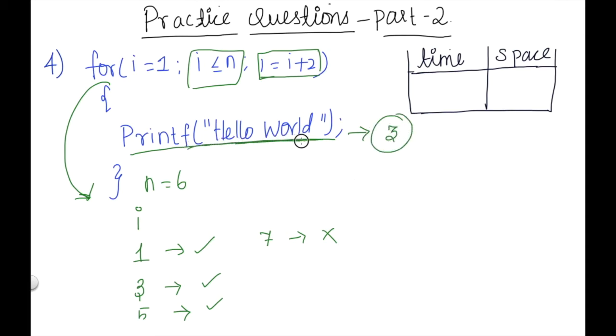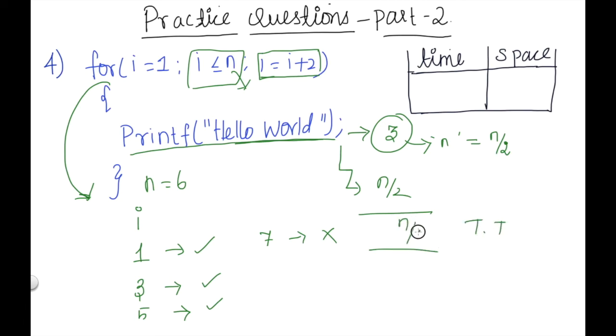Now will this printf statement always take 3 time units? No, right? Because when the input n changes, then the time unit will also be changed. So you have to represent this 3 in terms of n, which is n by 2. Hence the time unit for this statement is n by 2 and the total time unit is also n by 2. Now you have to ignore this constant term. So the time complexity of this problem is order of n.